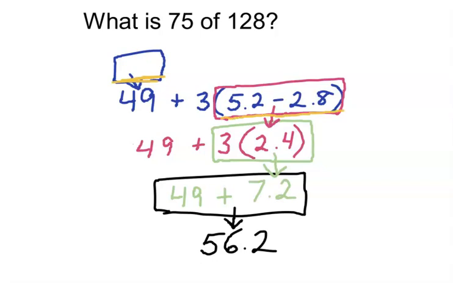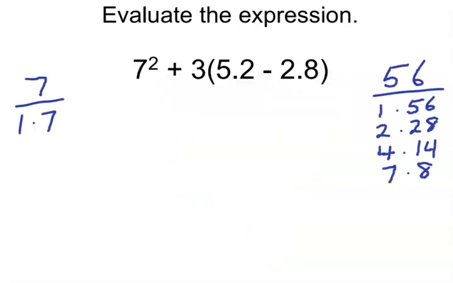And that gave us 5.2 minus 2.8, which is 2.4. So then I rewrote that. Now we have addition and multiplication to do. So we have to do the multiplication before the addition. 3 times 2.4 is 7.2. And then we have 49 plus 7.2, which gives us 56.2. So that's how we evaluate this expression. The answer is 56.2.